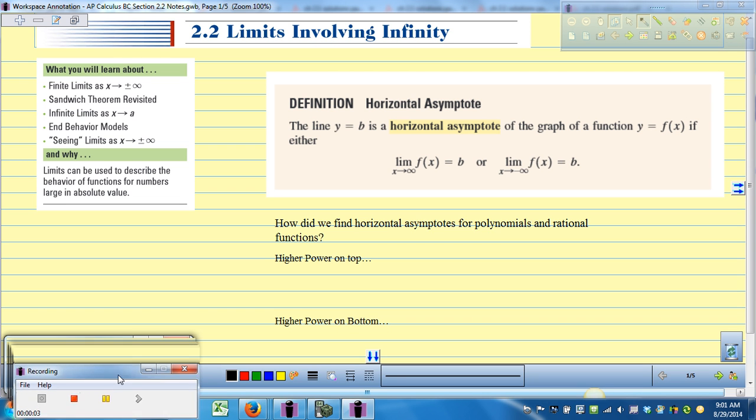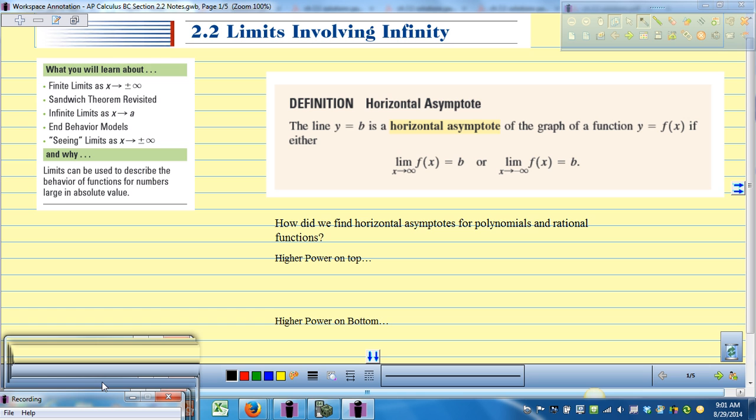Question 2.2, limits involving infinity. In this section, we are going to look at limits as x goes to positive or negative infinity, as well as limits as x goes to some number and the actual limit, the y value, goes to positive or negative infinity. We'll use the Sandwich theorem real quick in a nice little convenient problem. And we'll talk about end behavior models, which I haven't actually seen presented this way in the other books I've taught out of, but it's kind of interesting, so we'll take a look at it.